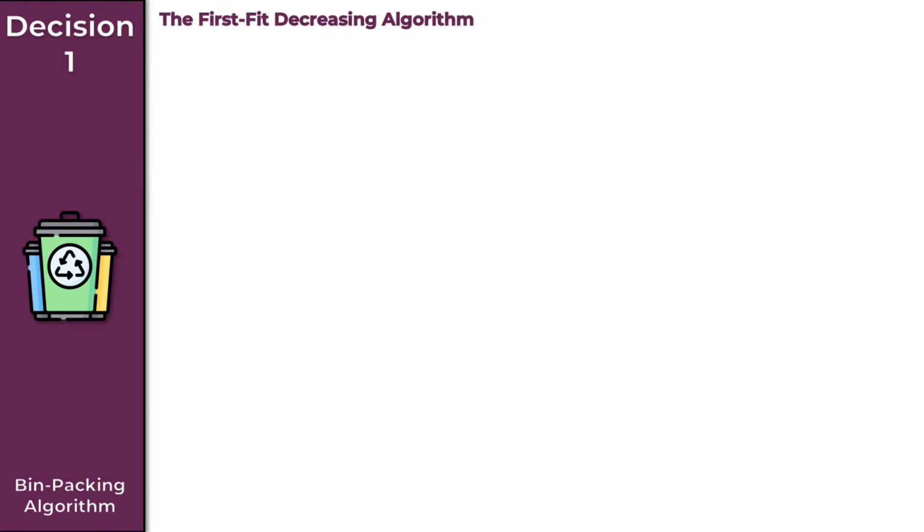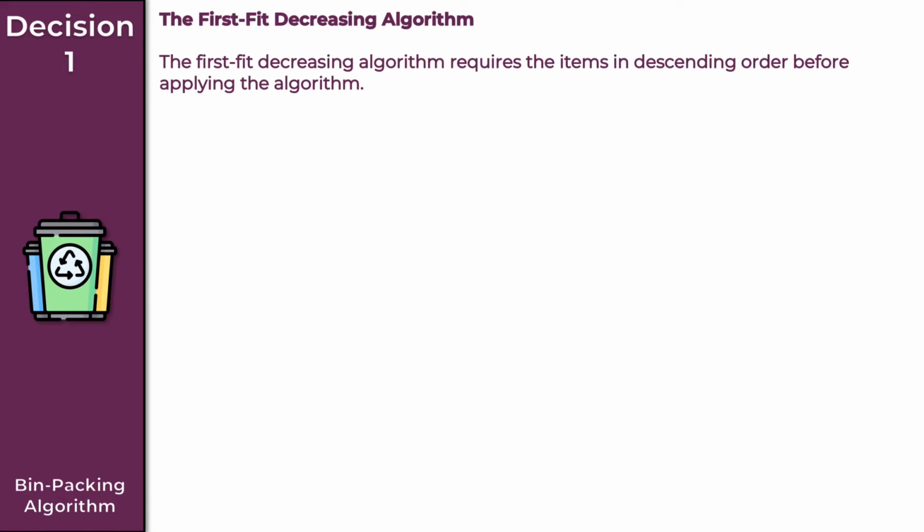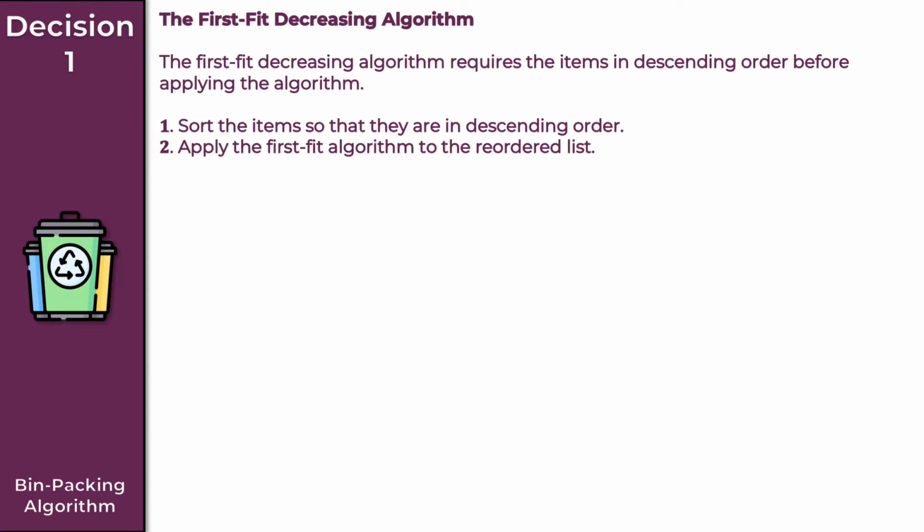Now for the next algorithm here, we have the first fit decreasing algorithm. The first fit decreasing algorithm requires the items in descending order before applying the algorithm. So for step 1, we simply sort the items so that they're in descending order. And then for the final step, step 2, we apply the first fit algorithm to the reordered list. Don't forget, the first fit algorithm was the algorithm that we introduced on the previous slide.